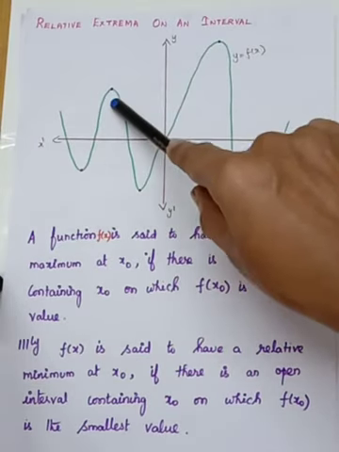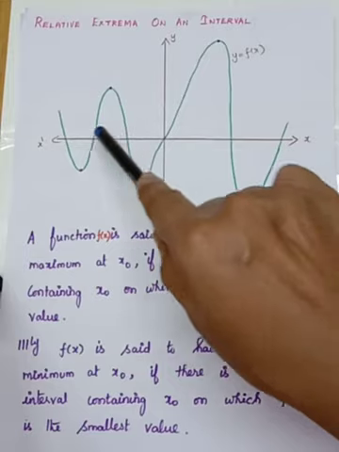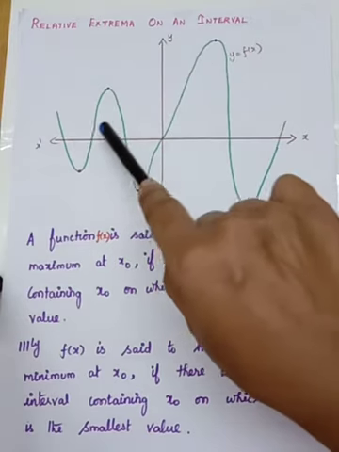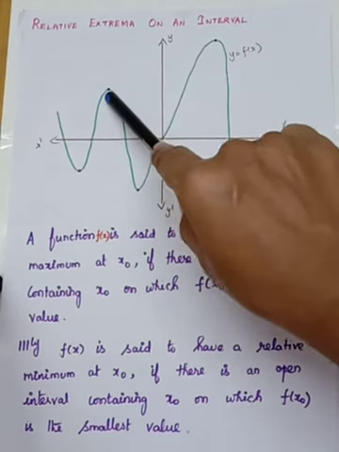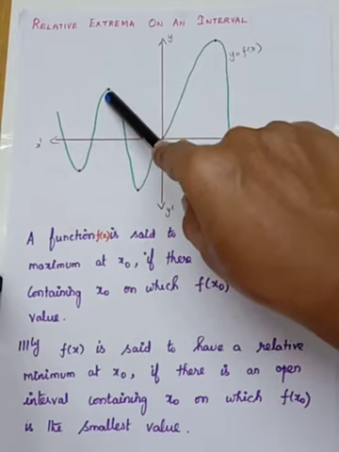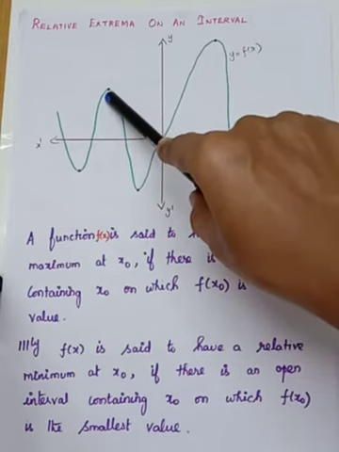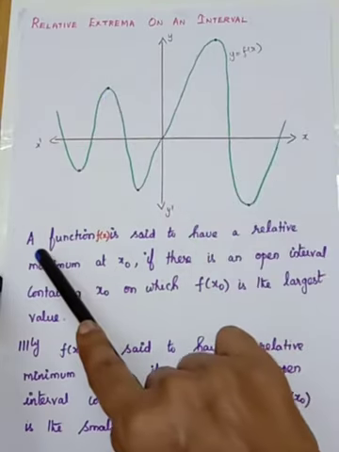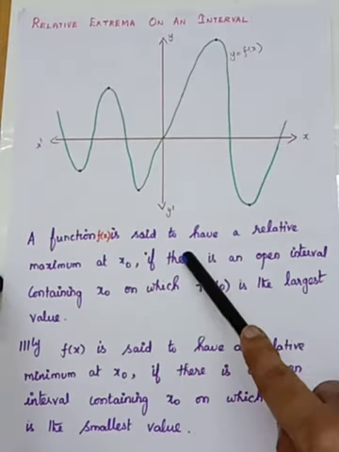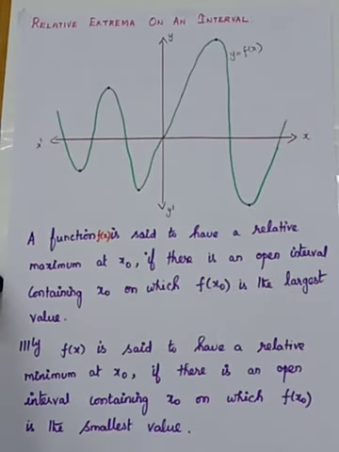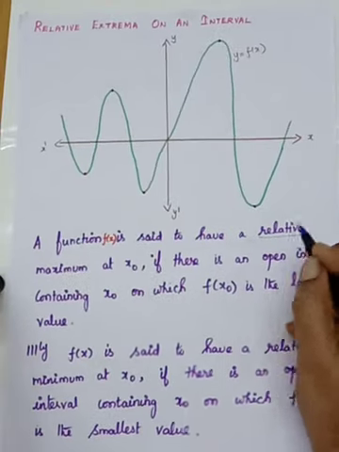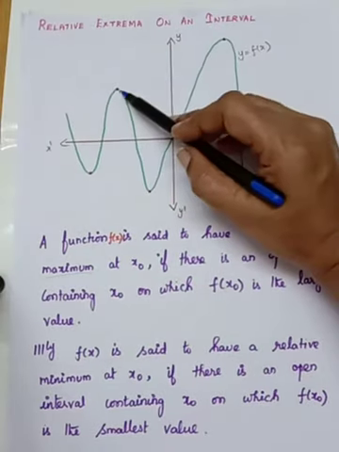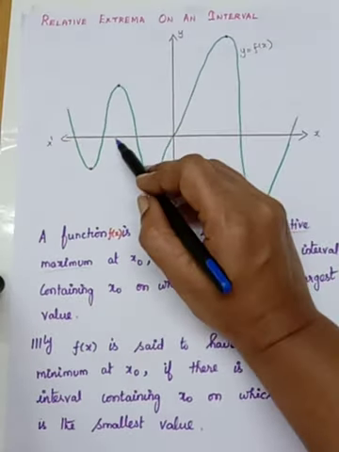And what about this? This is also a maximum value, but in the given interval only, not in the entire domain. So, in the given open interval, this is called the maximum value. That value is called relative maximum value or local maximum value. Okay, see the definition now. A function f of x is said to have relative maximum, or local maximum we can say, at x naught. This is the x naught, the x value is x naught.